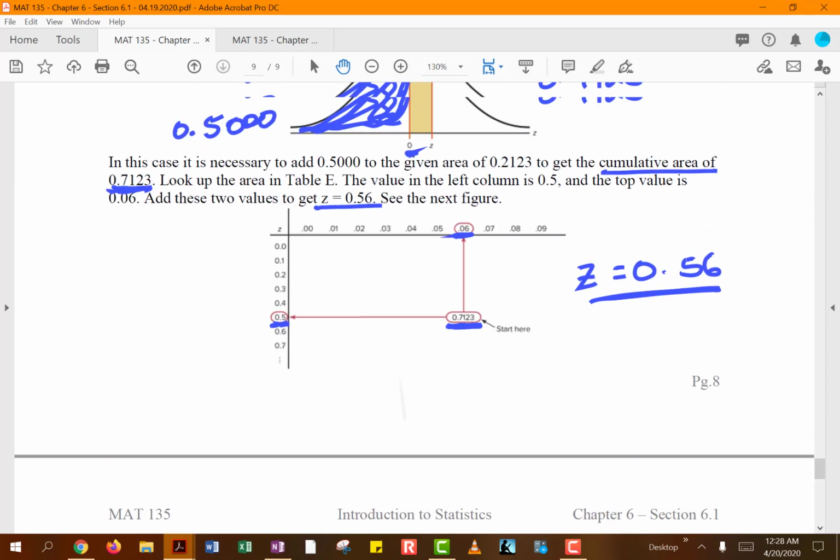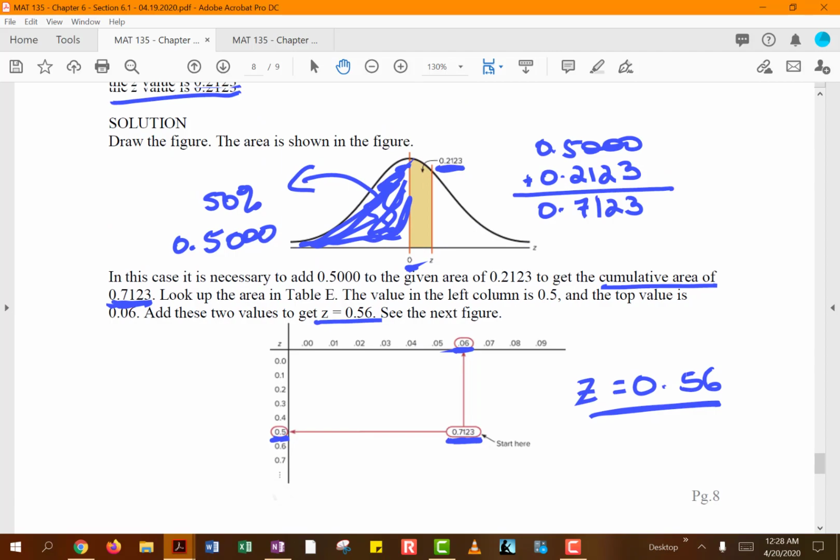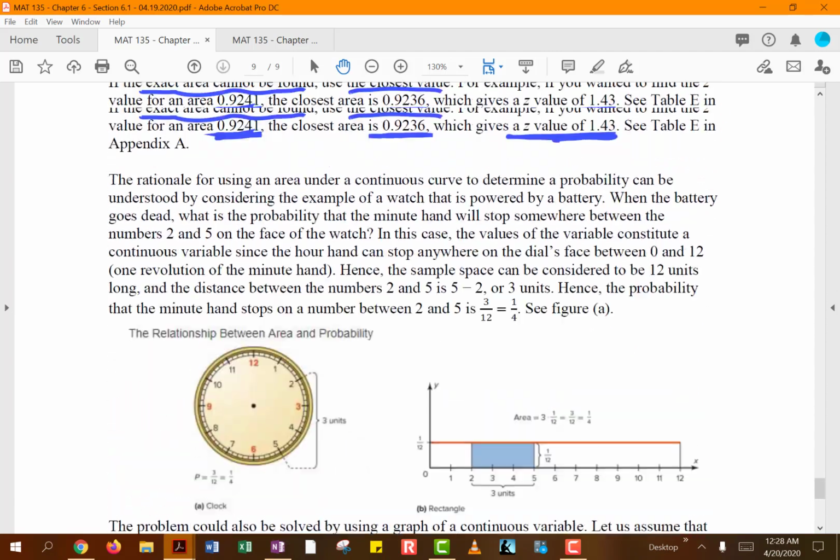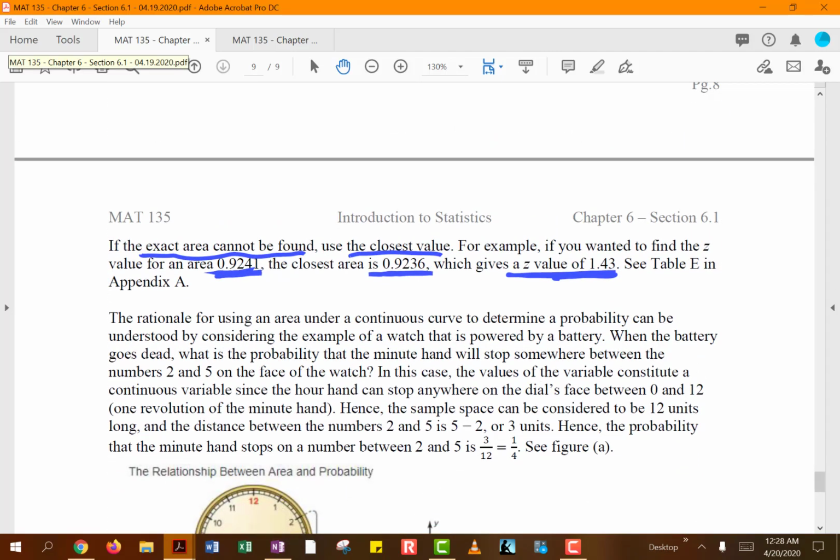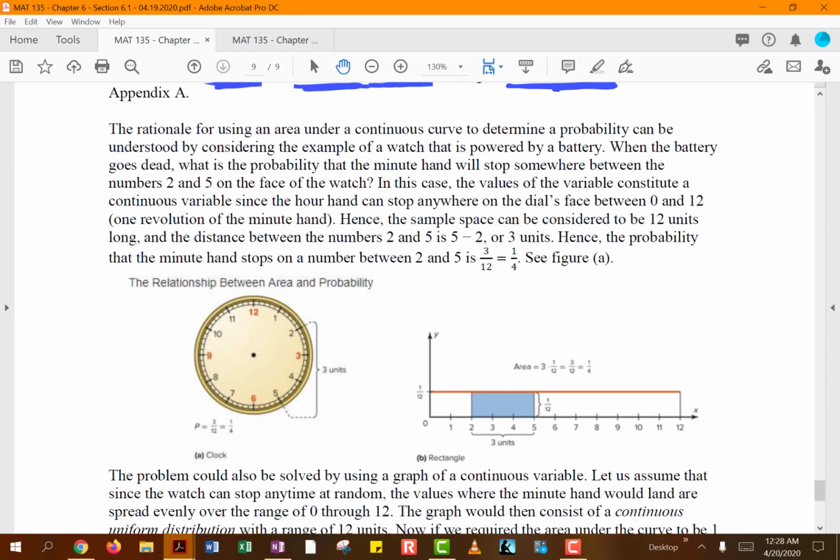So our closest value is 0.9236, which corresponds to the z-value of 1.43. So if you don't find the exact value like we did in the previous example, then you have to go for the closest area, which in this case for 0.9241 was 0.9236, which corresponds to 1.43.